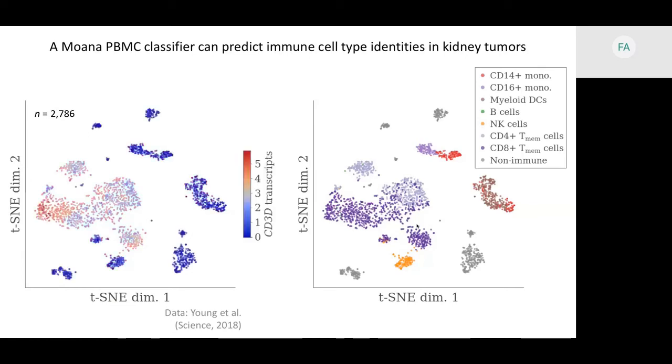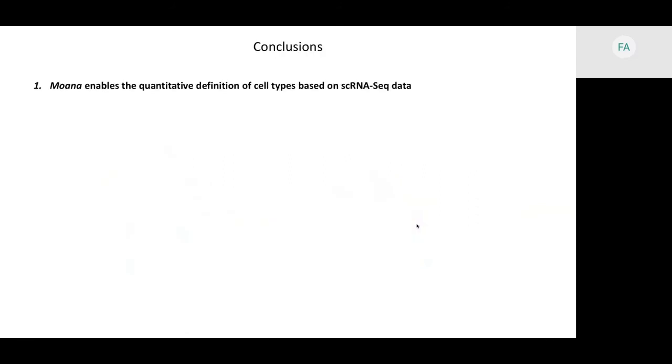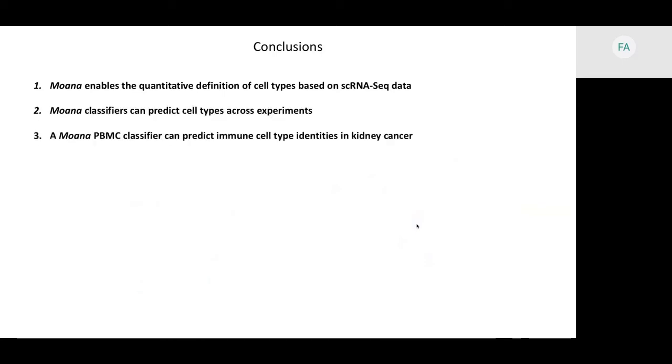Okay. So I hope I've shown that our framework allows you to quantitatively define cell types in single-cell RNA-Seq data, that you can predict cell types across experiments and conditions, and that in this particular example, at least, it could help identify immune cell types in kidney cancer. You can find our preprint and the Python implementation here, and if anybody is proficient in Python and interested in using this, just let me know, because right now we're developing the documentation for this.